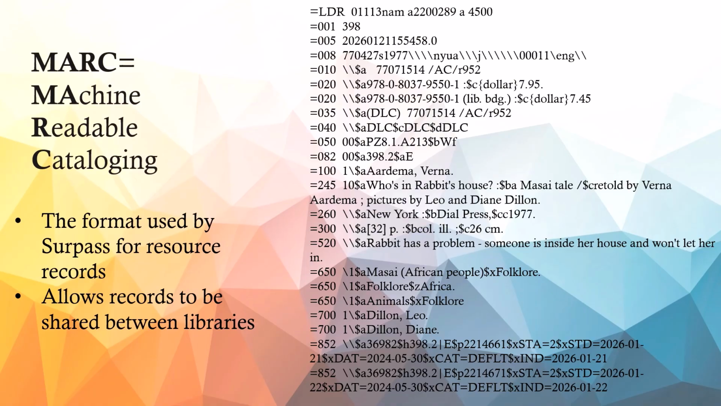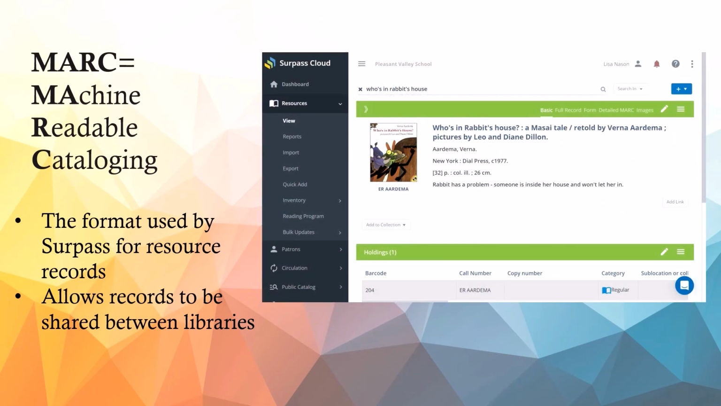MARC stands for Machine Readable Cataloging. It's the format used by Surpass for resource records and allows records to be shared between libraries. The fields and subfields that you see on the right contain information such as title, author, subject headings, physical description, and other important information.